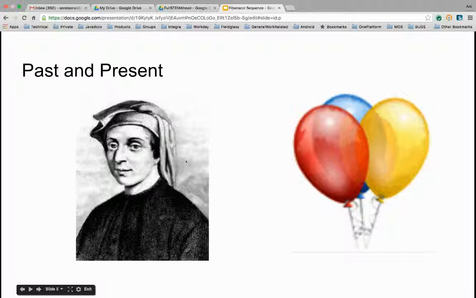Past and present. Fibonacci's real name was Leonardo Pisano Bugallo, and he lived between 1170 and 1250 in Italy. Fibonacci was not the first one to know about the sequence. It was known in India 100 years before. Fibonacci was his nickname, which roughly means son of Bonaccio.